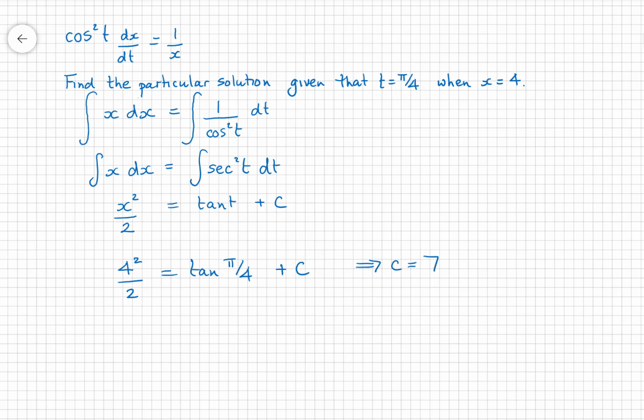And so we can put all that now into our solution to give us x squared over 2 is equal to tan of t plus 7. We could of course go further, but I think for now we'll leave it at that stage.